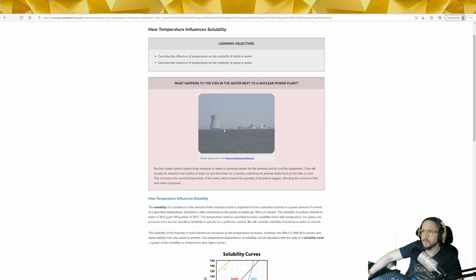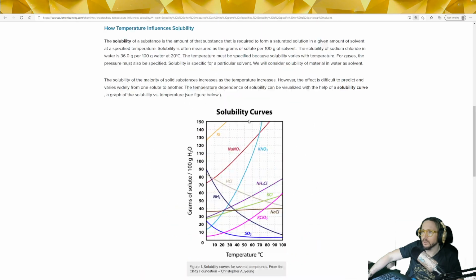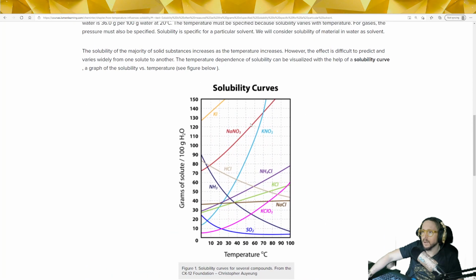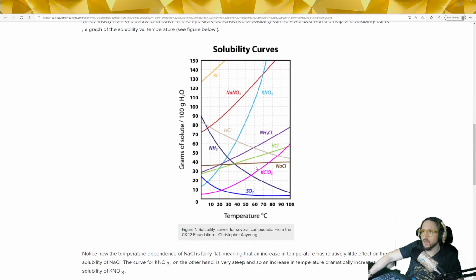Like salt is non-polar, Philip, which is what temperature is water most soluble? Okay. Here we go. Here's a nice little graph of this. Solubility curves. 20 Celsius. So solubility depends on the substance.